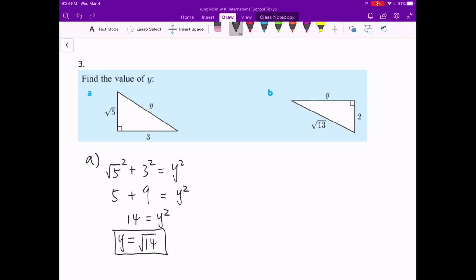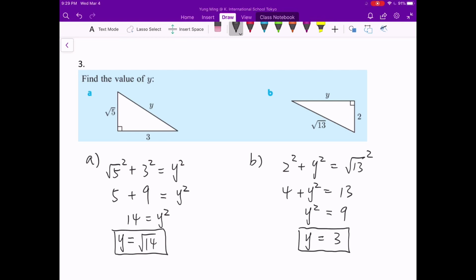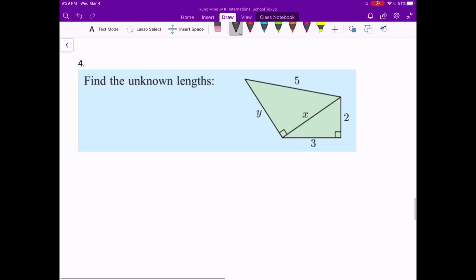Okay. For part B, we have 2 squared plus y squared equals to square root 13 squared. We have 4 plus y squared equals to 13. Y squared equals to 9. Y actually equals to a beautiful number 3. And that's it for this question. Our last question of the day, we have this more complex question over here. We need to solve for both x and y. Again, pause the video when you're ready. We will continue.